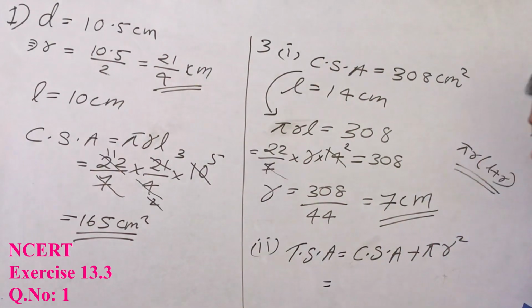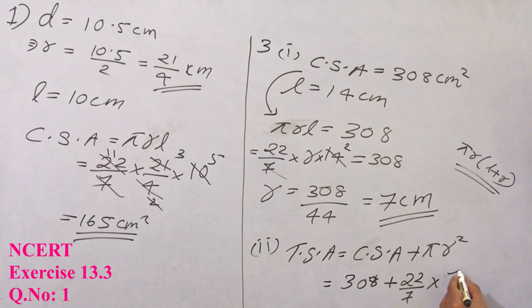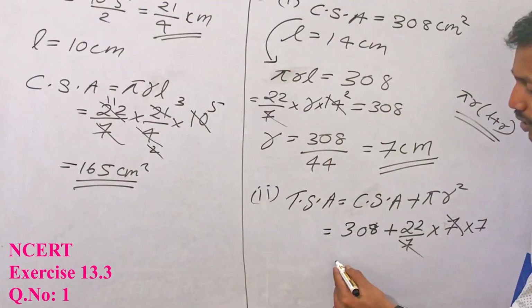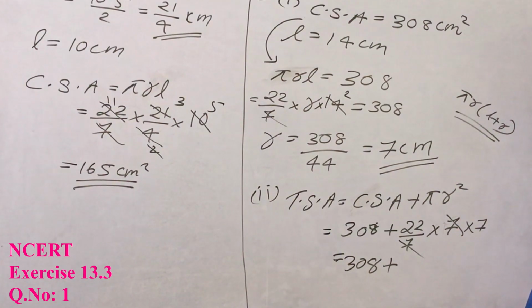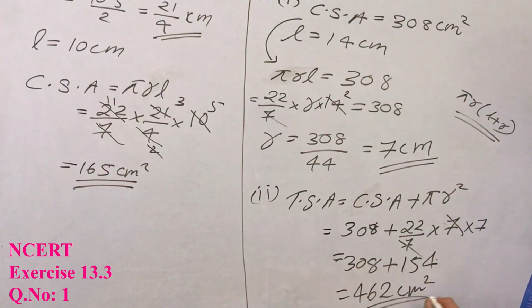That is, total surface area is equal to curved surface area 308 plus pi, which is 22 by 7, into the radius 7 square, that is 7 into 7. Cancel it. 308 plus 22 into 7, which is 154, is equal to 462 centimeter square.